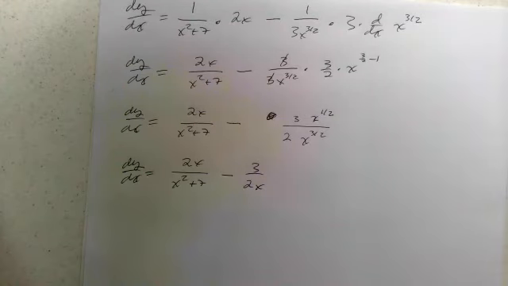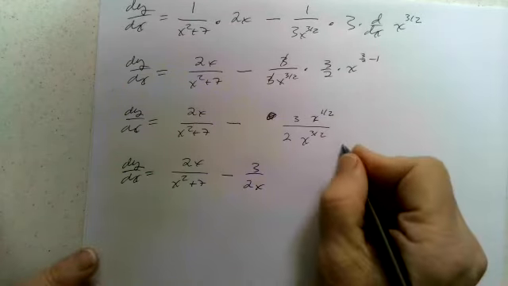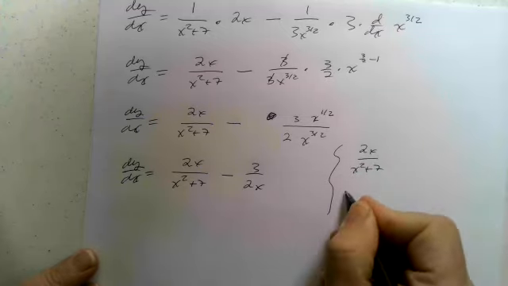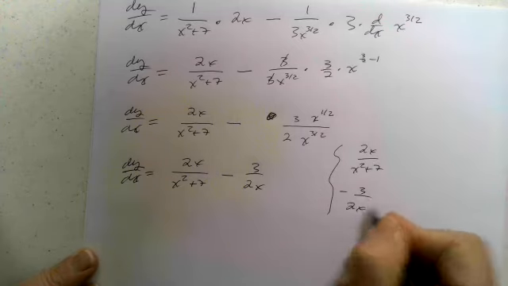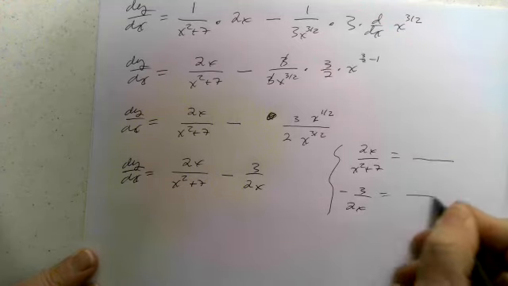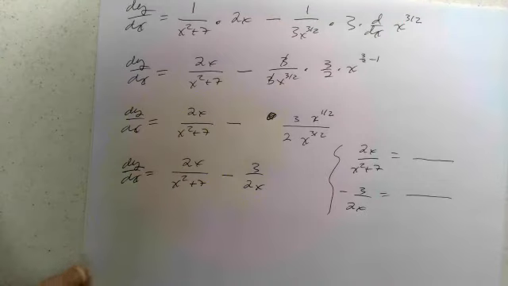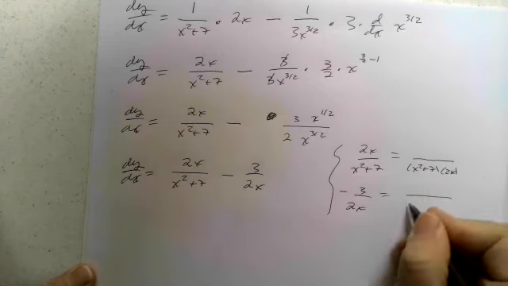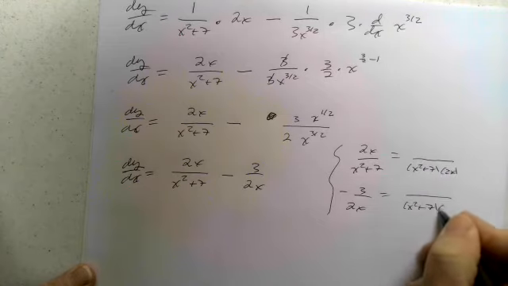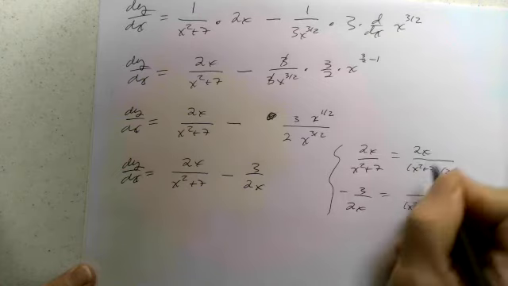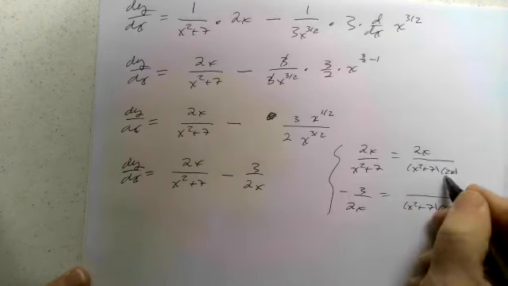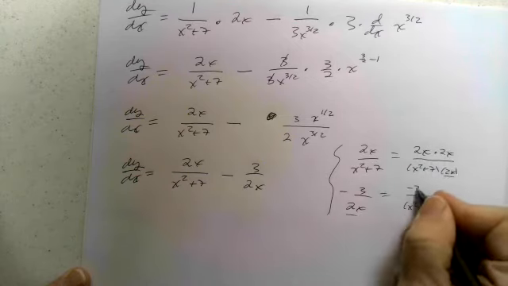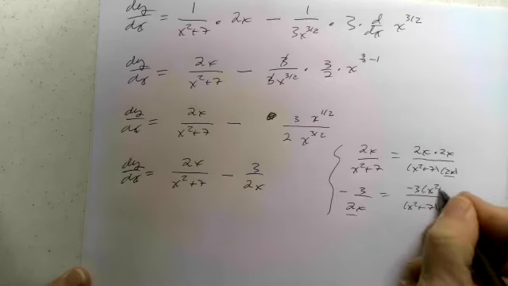If you want to get a common denominator, you can. Getting the common denominator, what will that be? 2x over x squared plus 7 minus 3 over 2x. The common denominator would be x squared plus 7 times 2x. So 2x was there before. And then we're multiplying the bottom by 2x here. The 2x was there before. The negative 3 was there. Multiply that by x squared plus 7.